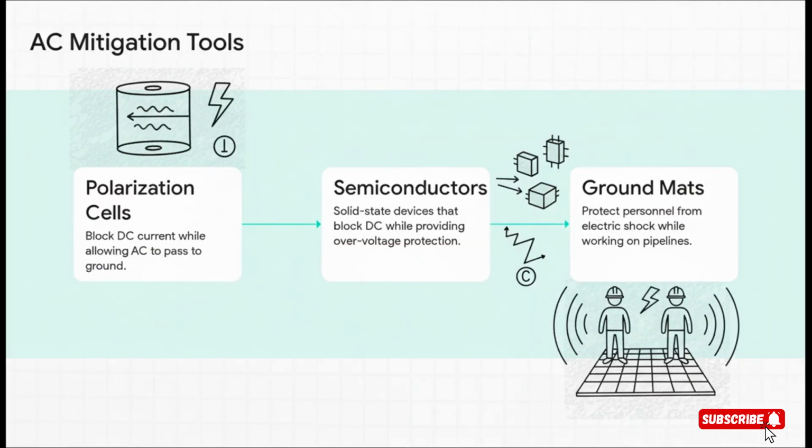So to fight AC, we need a different set of tools. We use devices called decouplers or polarization cells. Think of them as smart switches. They're designed to block our low-voltage DC for cathodic protection. We don't want that draining away. But if they sense any high-voltage AC, they instantly close and short-circuit that dangerous current safely to a grounding system. And for personnel safety, we install grounding mats at any above-ground appurtenance, which keeps technicians safe from dangerous touch potentials.